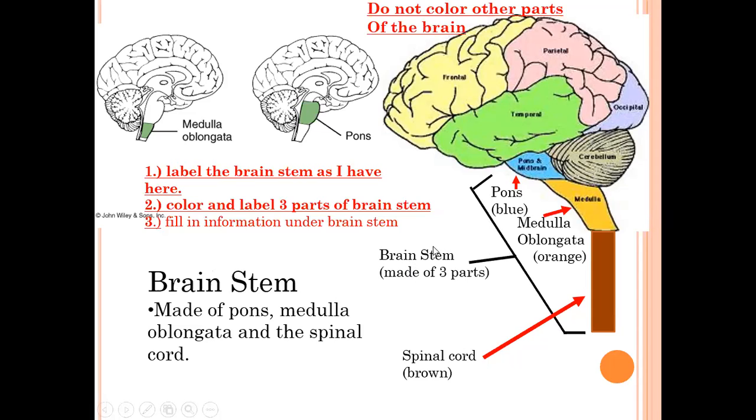And I want you to label it like that on your drawing with a bracket to show me the brain stem. And then individually, I want you to label the 3 parts. So the pons, the medulla oblongata, and then the spinal cord. You're going to label the 3 parts, and then you're going to write under each of those 3 parts what they do. And we're going to go over what they do on the next slide. Don't use these colors here. Don't use those colors there. Use the colors on the instructions.